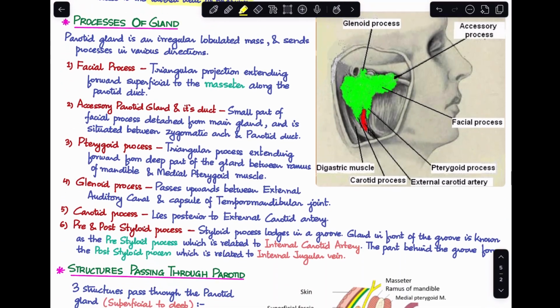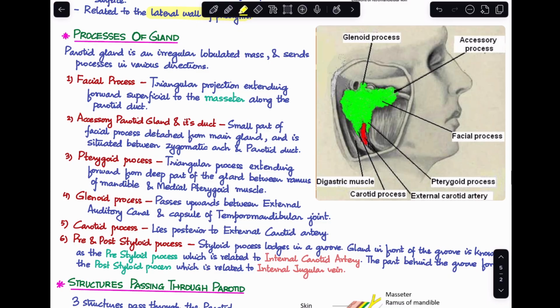Next part is we'll discuss what are the different processes of the gland. Now, what do you mean by processes? We have seen that the parotid gland is actually a very irregular lobulated mass and it ends up sending different processes in various directions. In our image right over here, you can see there are multiple processes.